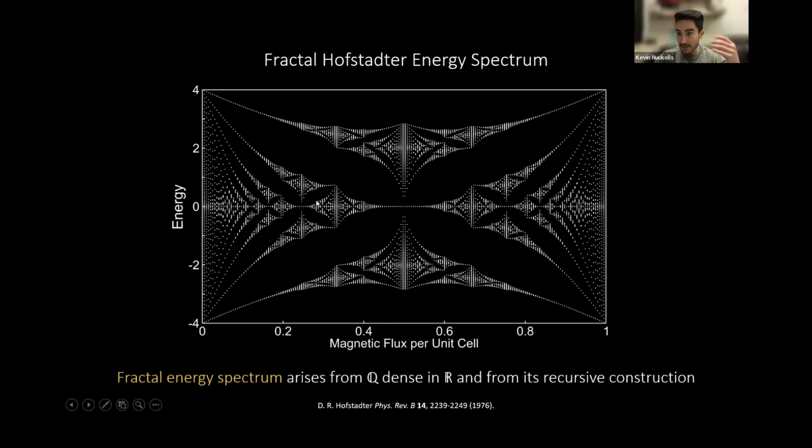So this gives us a feeling for why we're seeing this fractal structure by eye, because it's recursively generated. Small parts of the Hofstadter butterfly are going to look self-similar to larger parts of the Hofstadter butterfly. The continuity that you see by eye of these Hofstadter bands is largely in part because of this recursive construction and because the rational numbers are dense in the real numbers.